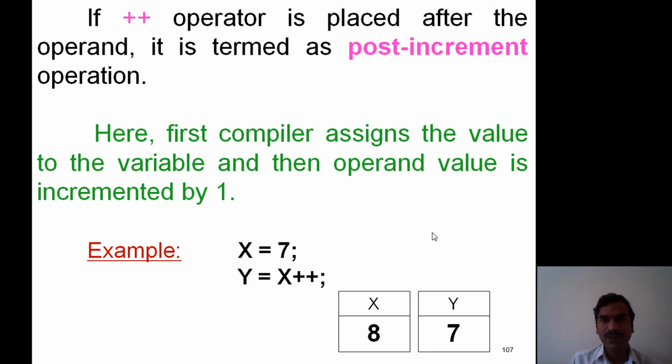Okay. So if we apply either pre-increment operation or post-increment operation, the operand value must be incremented by 1. But the way of assignment should be different. So in pre-increment operation, first increment the value, then assign. Whereas in post-increment, first assign the value and then increment by 1. Okay. So this one, increment operator.